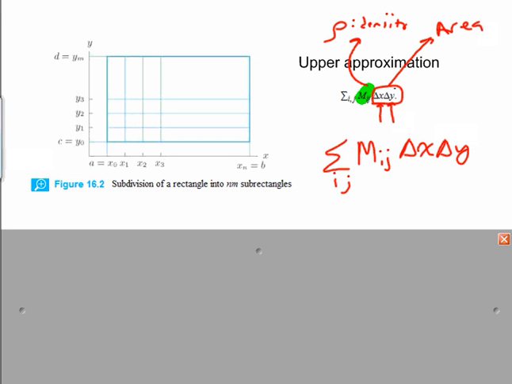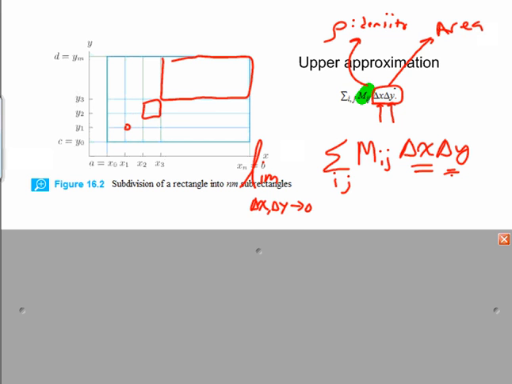So clearly, if we want to make this approximation as accurate as possible, what we're going to want to do is take the limit as delta x and delta y approach 0. So in other words, instead of looking at a big box, let's look at a smaller box, and let's actually look at a much smaller box than that. The smaller that we can make delta x and delta y, the more accurate my approximation would be.